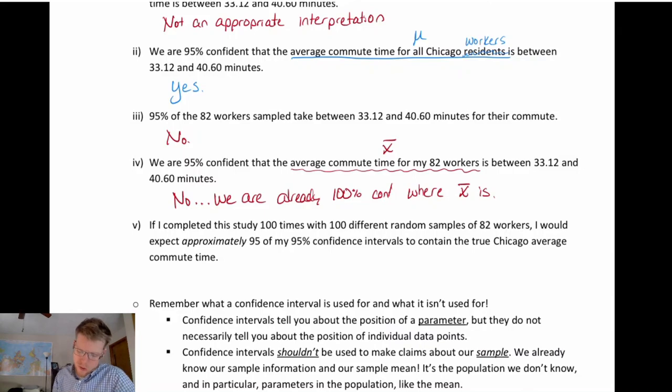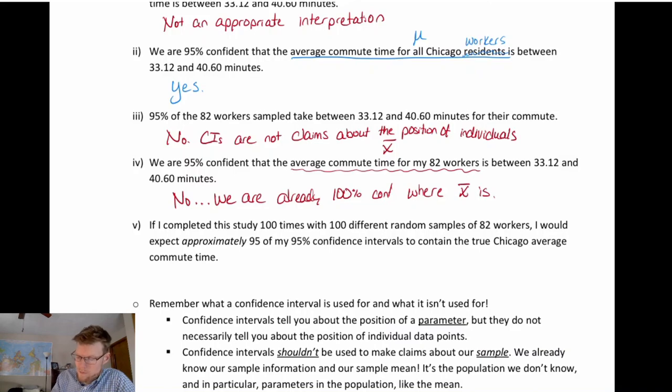And I'll add to these as well. CIs are not claims about the position of individuals. Isn't that right, Truffles? It's not. And then the last one's kind of the same thing. So ditto, not a statement about individuals. Okay.